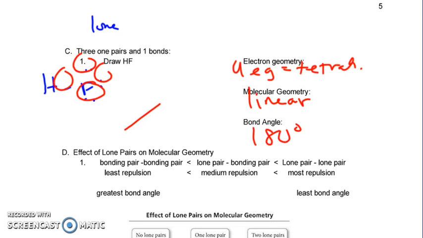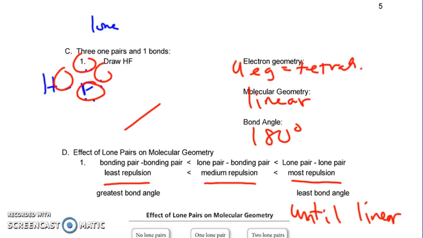It's 180 degrees. Okay, so the effect of lone pairs on molecular geometry, if you have a bonding pair, like the OH of one hydrogen and OH of the other one, you have the least repulsion. But if you have lone pairs, I'm sorry, let me go back. So if you have, let's say, no lone pairs, you're going to have the least repulsion. If you have some lone pairs, you have medium repulsion. And if you have lots and lots of lone pairs, you're going to have the most repulsion. All right, the least bond angle until you get to linear. And with linear, of course, it's going to be 180 degrees.